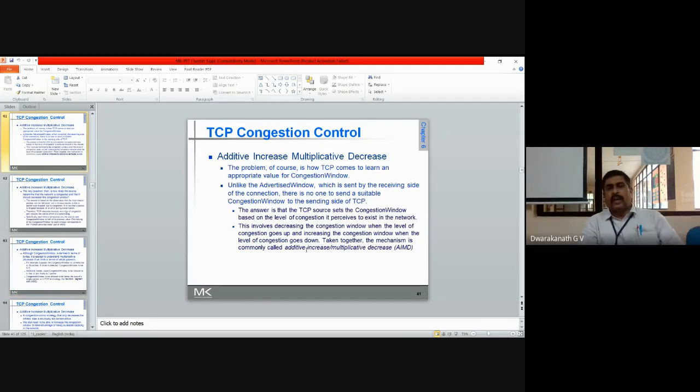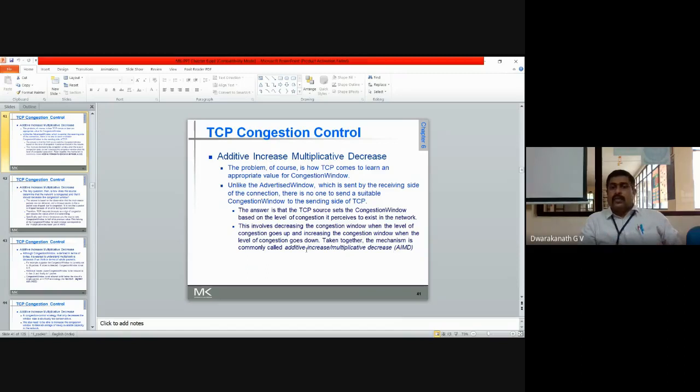Now, coming to the next, the problem of course is how TCP comes to learn an appropriate value for the congestion window. How do we define a congestion window? That is the problem. You know that the advertised window will be given by the receiver. Now, how can a congestion window be fixed, so that you can take a maximum window into consideration?